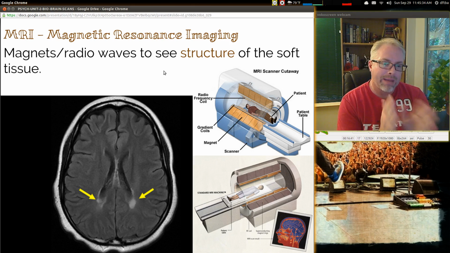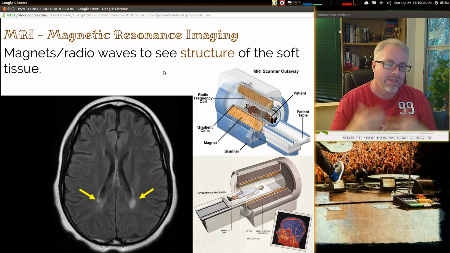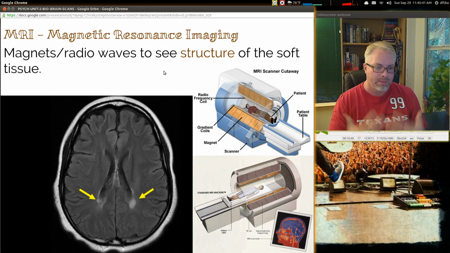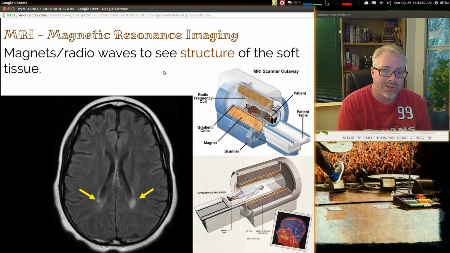So there's a cutaway of the MRI scanner on the right. You've got the radio frequency coil, and I'm guessing this is the sound that it's making when I'm in there that drives me completely crazy. You've got the magnet in there that is just massively large. The gradient coils, oh yeah, the patient who is in this little tiny tube, and then the patient table.